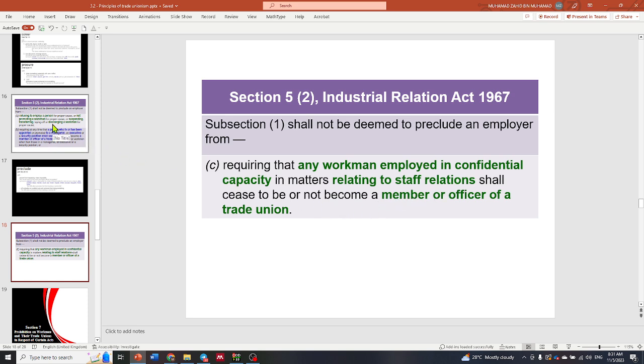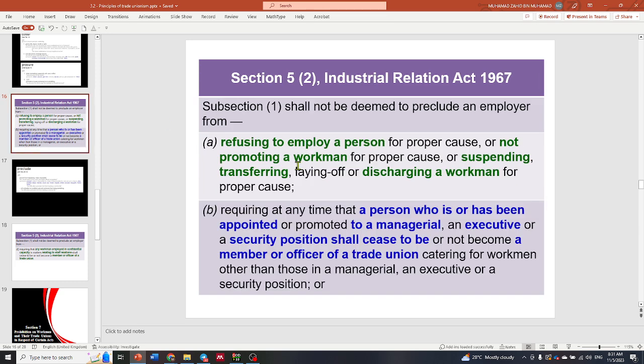Dalam subsection 1 ni, dia bagi tahu employer tidak boleh refuse untuk mengambil pekerja ataupun menaikkan pangkat pekerja without any proper cause, ataupun menggantung, ataupun menukarkan, ataupun laying off bermaksud you nak melepaskan pekerja tersebut. Laying off bukan dismiss, laying off bermaksud you nak lepaskan dalam keadaan you beri pampasan. Or discharging bermaksud you lepaskan. Without a proper cause, tidak dibenarkan.